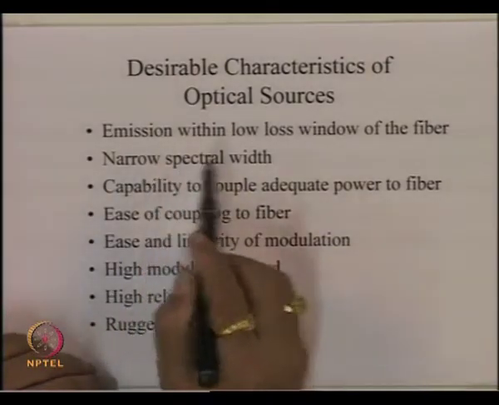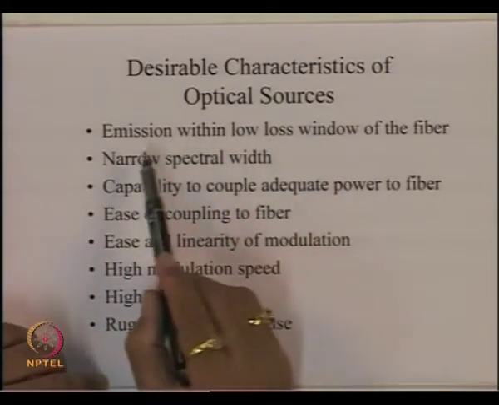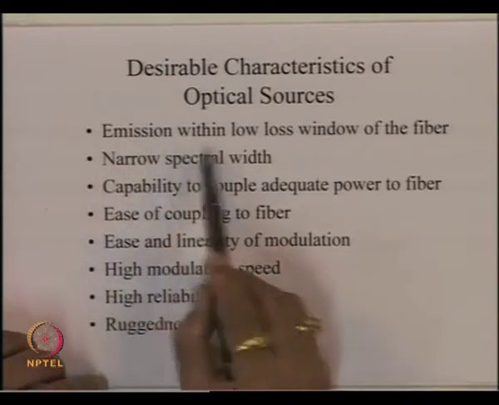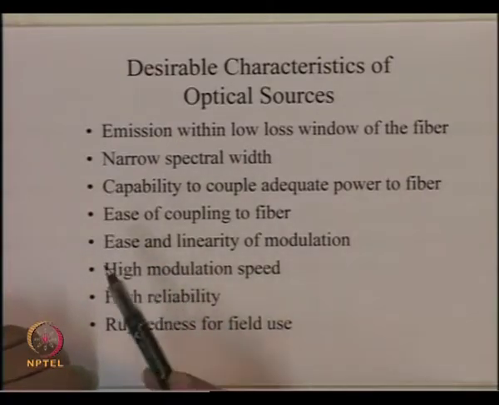First, it is important that whatever optical source we use must have an emission capability within the low loss window of the optical fiber. So first we have to identify the sources which can give emission either around 1310 nanometer or around 1550 nanometer. As we have seen earlier, the 850 nanometer window is not in use anymore. So essentially we will be discussing optical sources which can give emission in 1310 nanometer or 1550 nanometer.